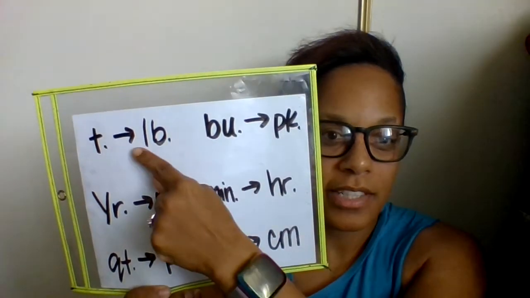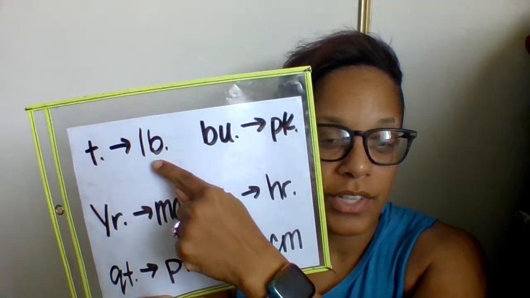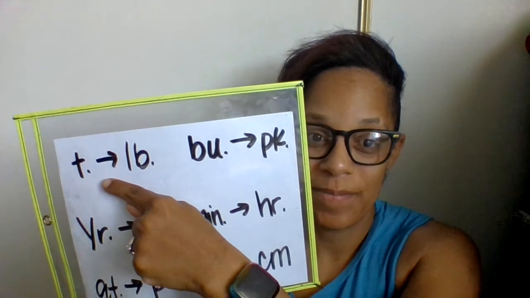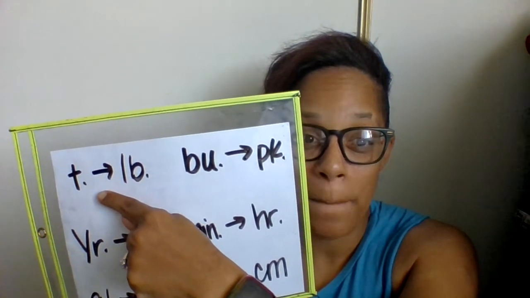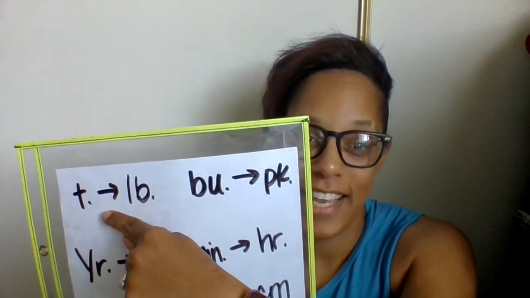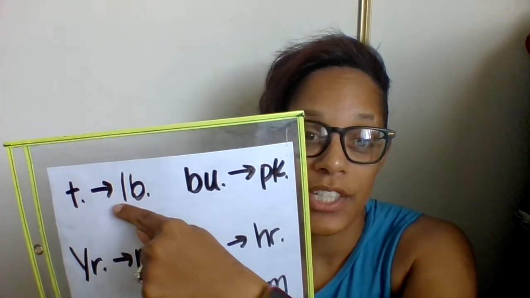Okay, first one, tons to pounds. Are we going larger to smaller or smaller to larger? Did you put up a divide or a slash? If you did, that's correct. We're going larger to smaller.